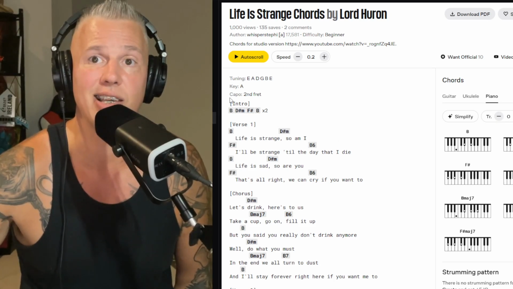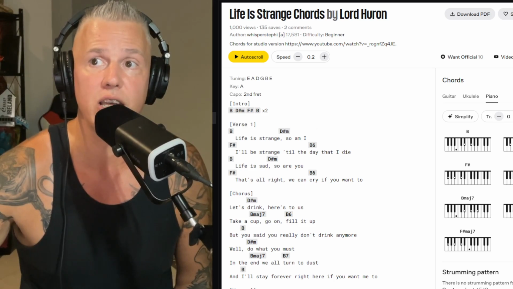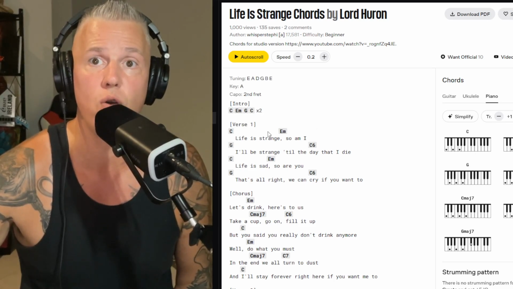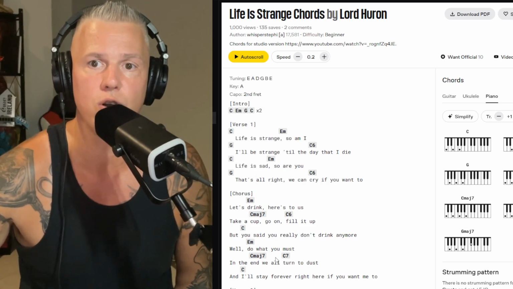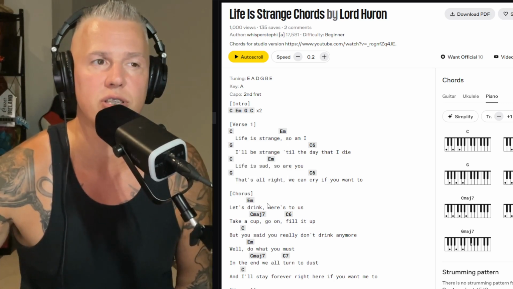So first things first, when I came in here, this was not in the key of C. This was in the key of A, right? So I looked down here and I was like, I don't want it in the key of A. I come over here to transpose, bam, it's done. I look at C, E minor, G, C6, and then I start to notice, hey, that's just repeating over and over and over again.